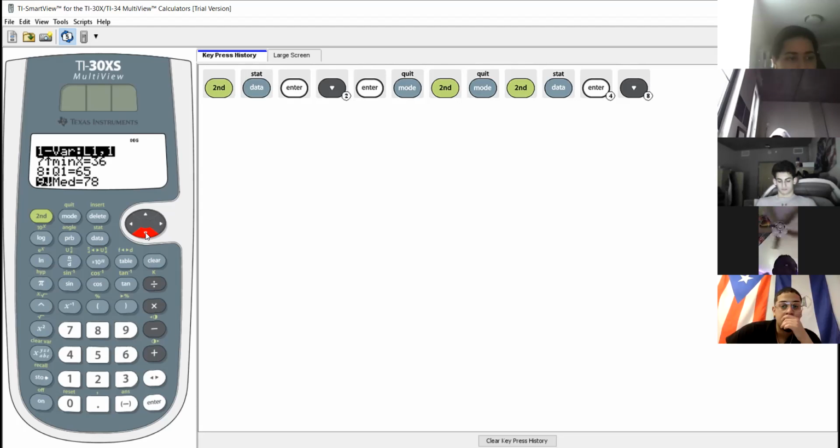The median, that means 50% of the numbers are less than this number, 78. That's the median. Q3 is the upper quartile. That means 75% of the data is less than that. That's 85. And then the largest number in the data set is 99.